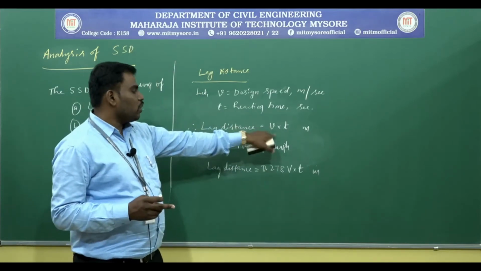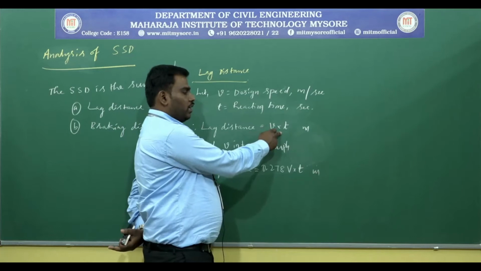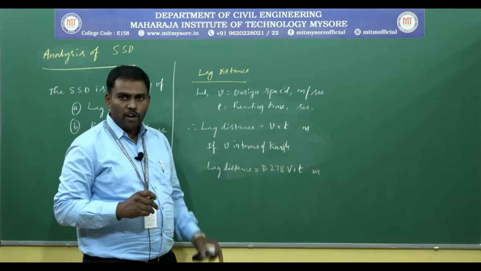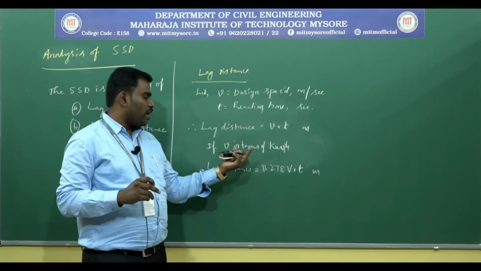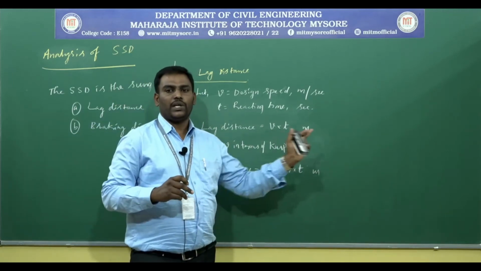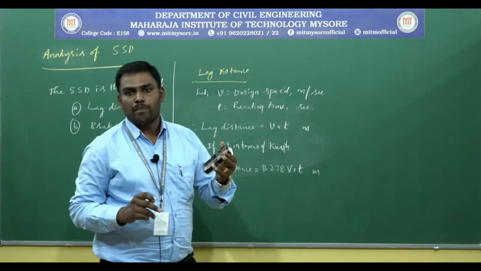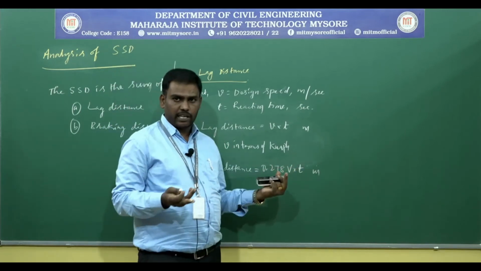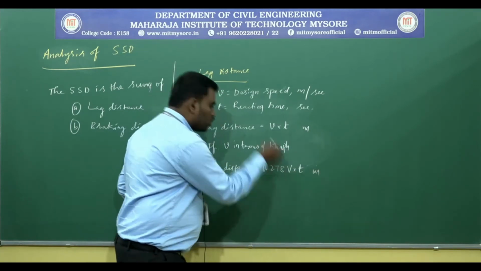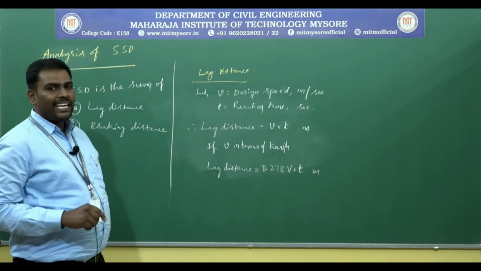If you want to use V in terms of meter per second, then use the relation V into T, with V in meter per second and T in seconds. Then the answer will be in terms of meter. And for the lag distance, when V is in kilometer per hour, you have to use the relation 0.278 V into T. Here we substitute the value of V in kilometer per hour and the reaction time T in seconds, and we get the answer in meter itself, because of this 0.278. Is it clear? This is regarding the lag distance.